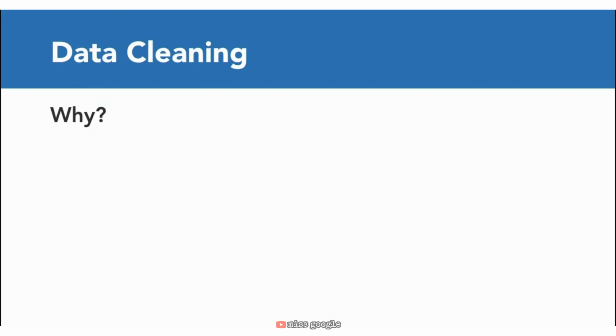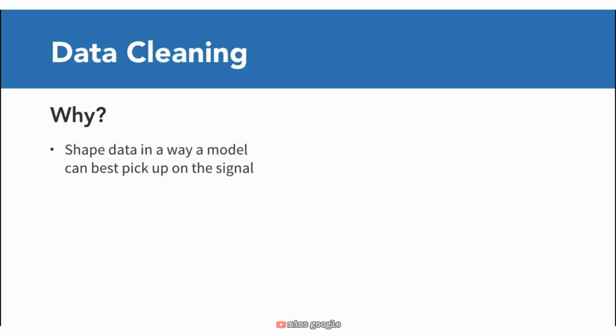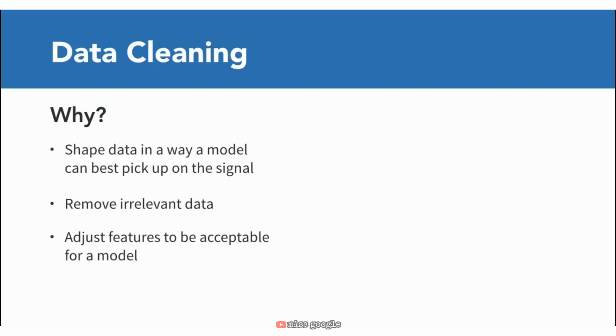I cannot overstate how important data cleaning is in producing a quality model. It prepares the data in the best way possible to allow the model to pick up on underlying patterns that we want it to fit to. Under that overarching theme, you have shaping the data, removing irrelevant rows or columns, and adjusting features to be accessible for the model. We'll see this in action in the rest of this chapter.